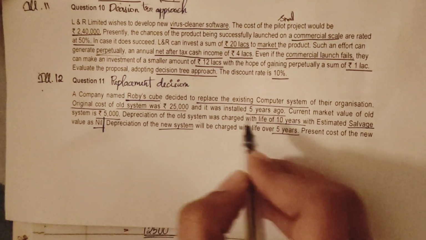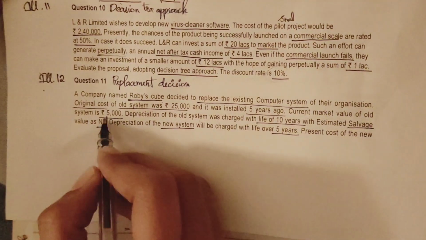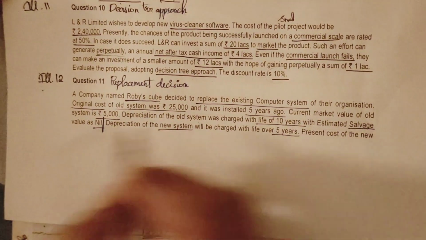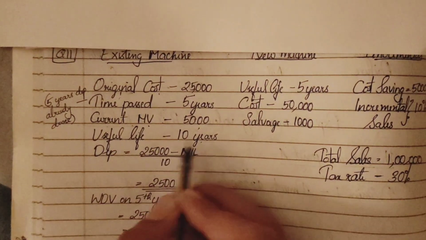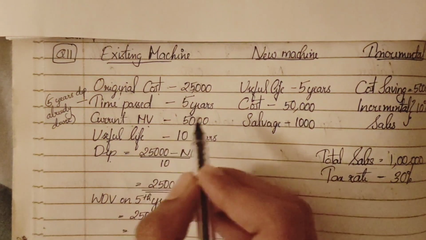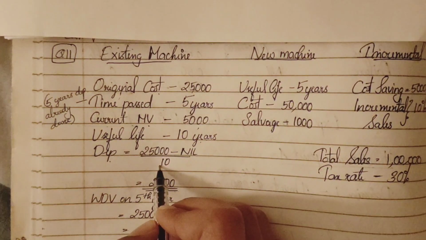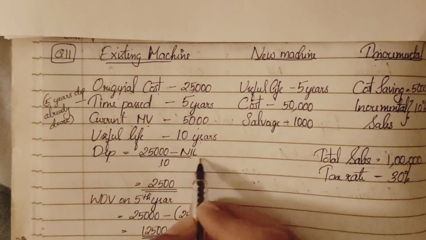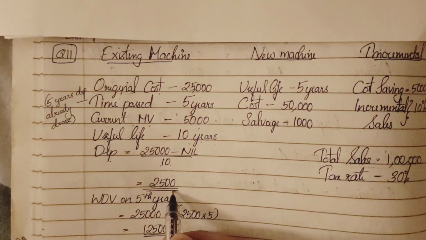Depreciation of the old system was charged with a life of 10 years with estimated salvage value nil. So useful life is 10 years and salvage value is nil. So we can calculate the depreciation: original cost minus salvage value divided by useful life. 25,000 minus 0 divided by 10 years, so 2,500 is the depreciation.